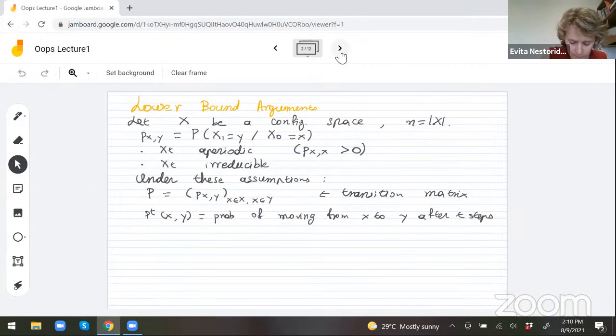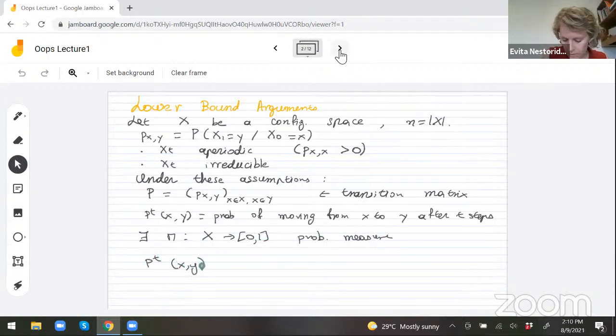And under these assumptions, there is a probability measure pi on X so that this converges to pi of y as t goes to infinity. And under these assumptions, we also have uniqueness. Okay, this is a convergence theorem, and we want to understand this convergence.